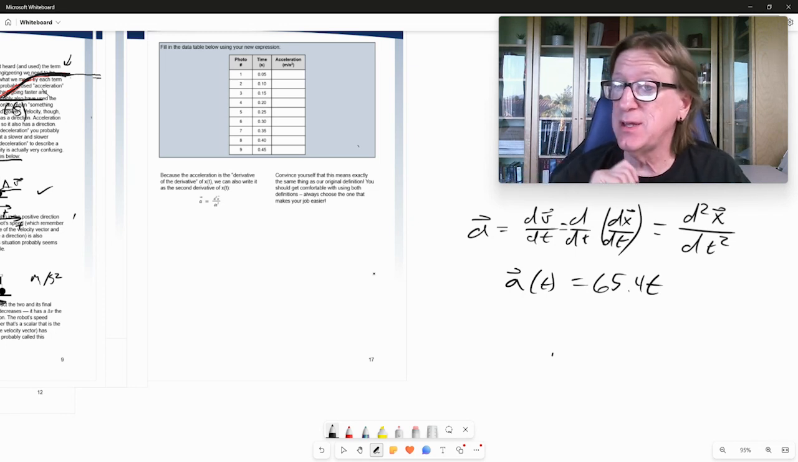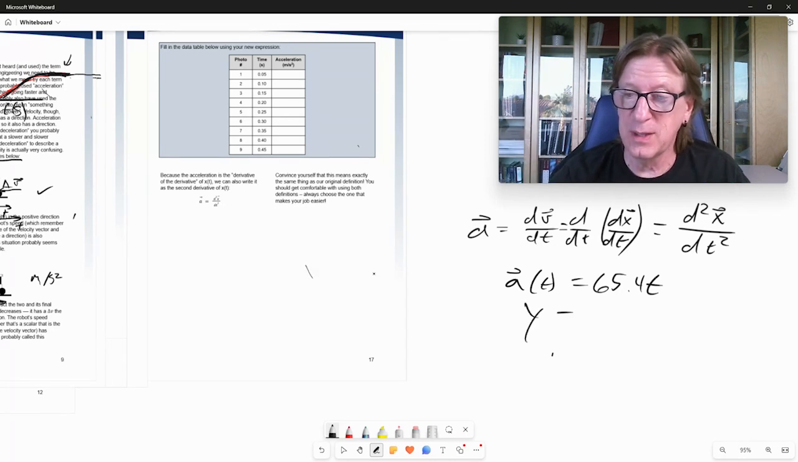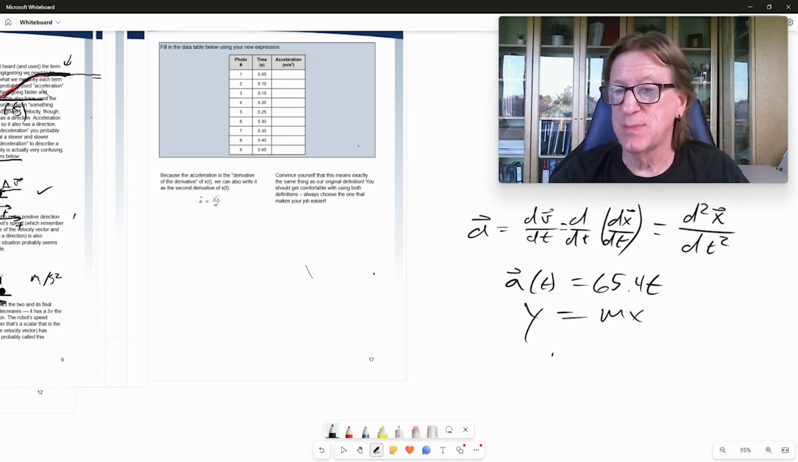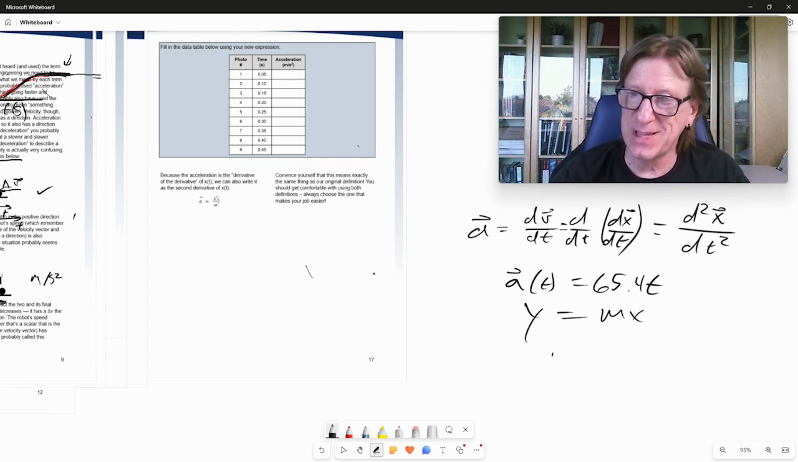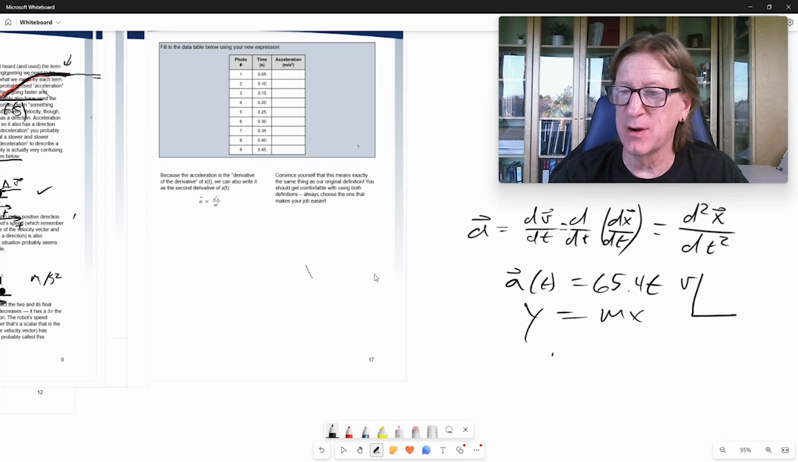This curve is linear. You see that it just varies. It has the form of y equals mx plus 0 in this case. So that means it's linear in t. So we should be getting a straight line. And that's exactly what we got when we plotted our velocity versus time.